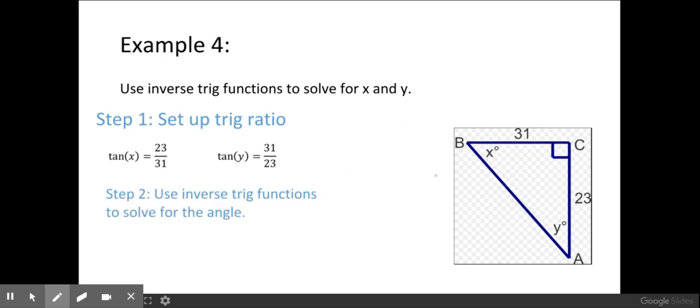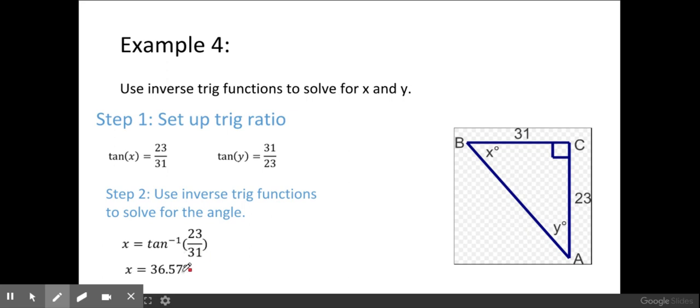Our next step is we want to use the trig functions to solve for the angle. So on our calculator, the inverse trig functions are second sine if you wanted sine inverse, second cosine if you wanted cosine inverse, and second tangent if you wanted tangent inverse. So tan inverse of 23 divided by 31, when you plug that into your calculator, so second tan 23 divided by 31, you should get 36.57, and this would be degrees.